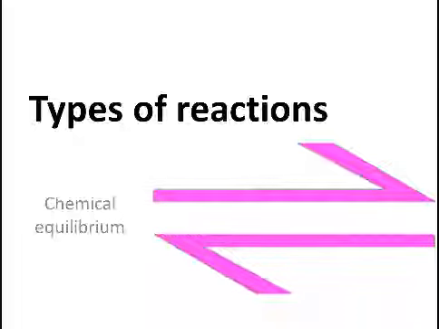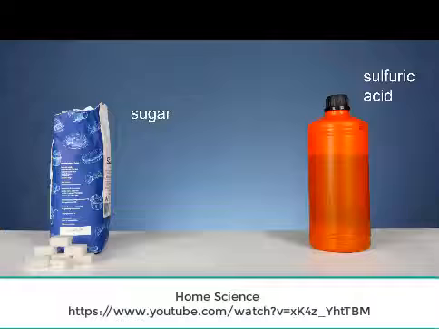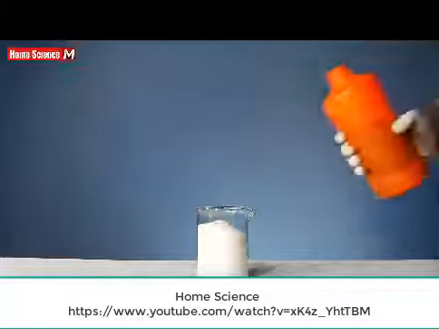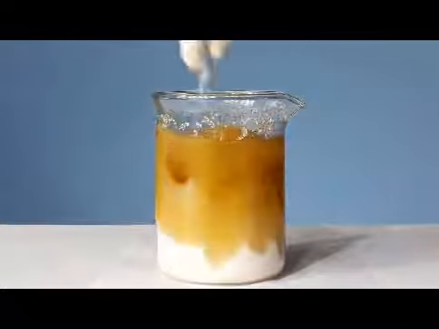Some reactions are irreversible. That means they can occur only in one direction. For example, if you add sulfuric acid to sugar, then the carbon that was in the sugar separates from the water that was in the sugar.